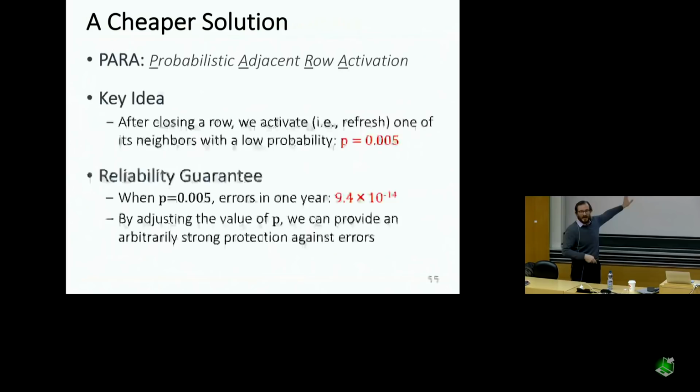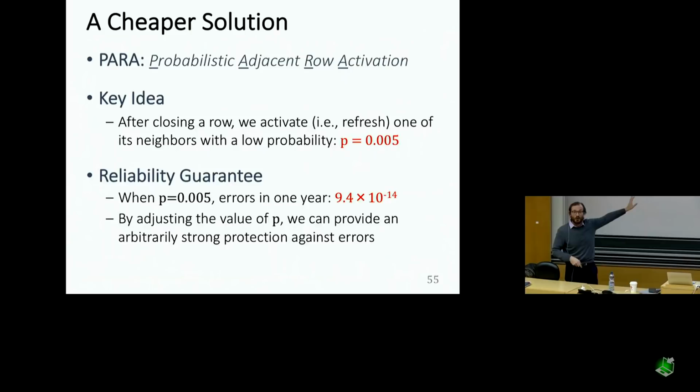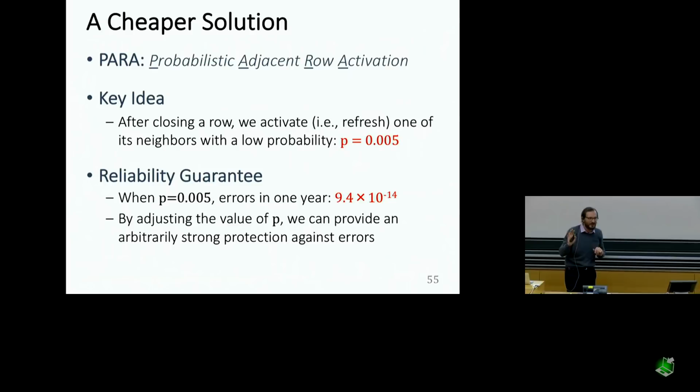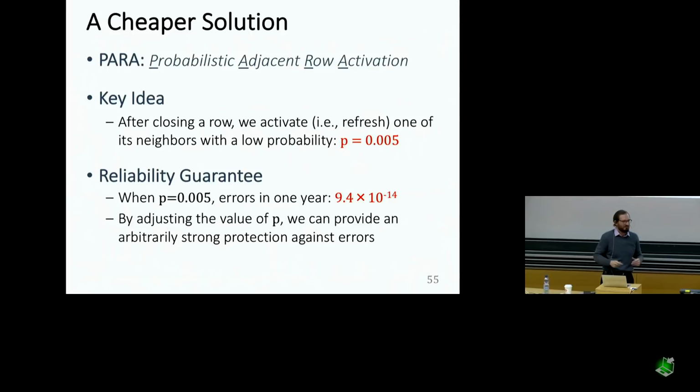And you can read the paper for more detail. The overhead of this is really low. You don't need any storage, actually, if you think about it. Whenever you close a row, you just flip a coin. You just need a coin-flipping mechanism. But that doesn't need to be very expensive also. Maybe every time, 5 out of 1,000 times, you say, I refresh the row. Okay, anyway.